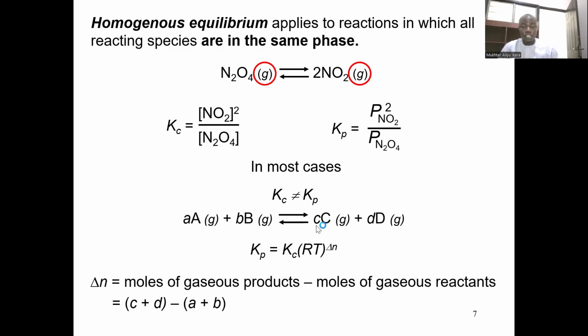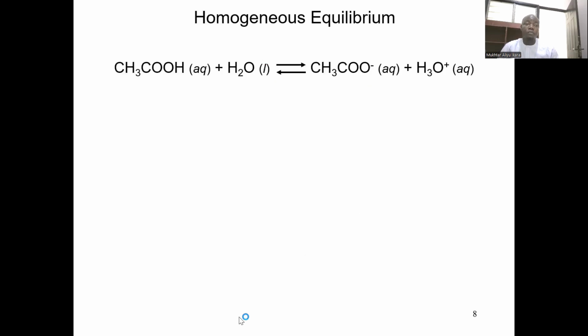So we are now going to say C plus D. So C and D, small letter c and d, reflect the number of moles of the product. And of course, we have minus the number of moles of the reactant, which is small letter a plus small letter b. So now, under this homogeneous equilibrium, we have this.